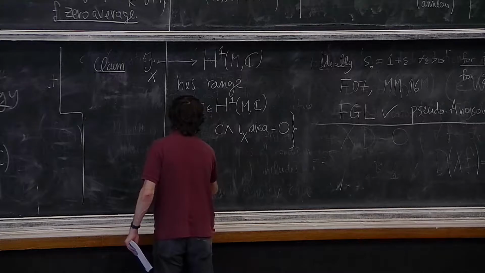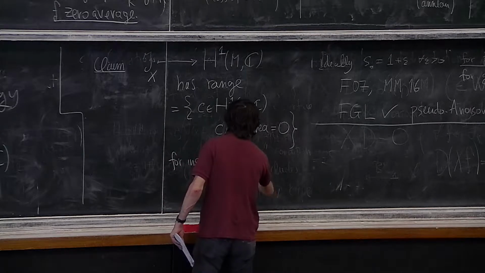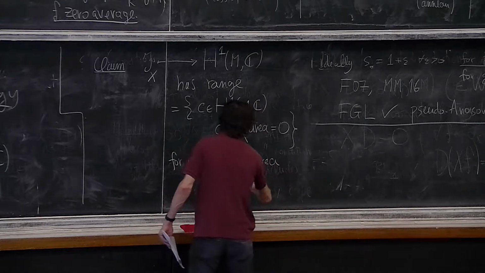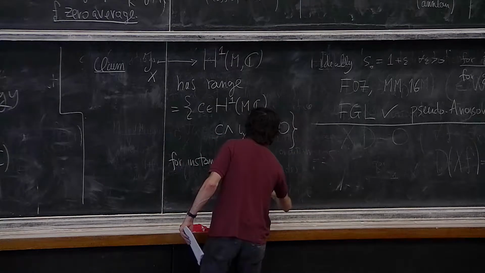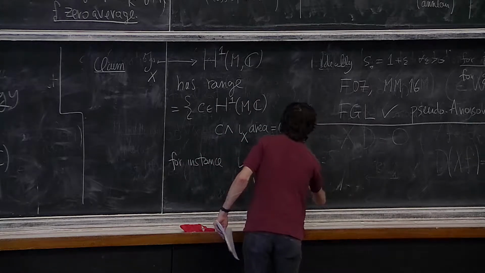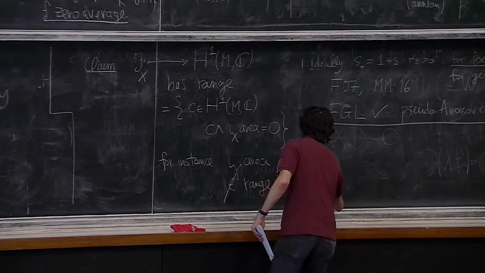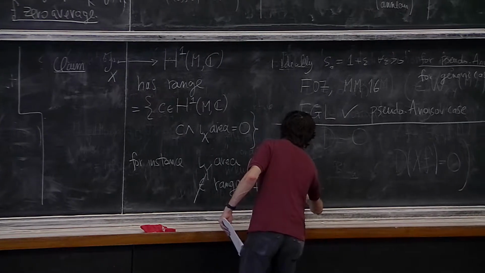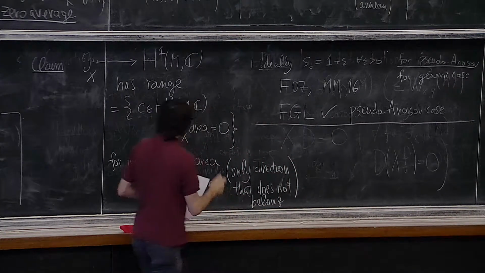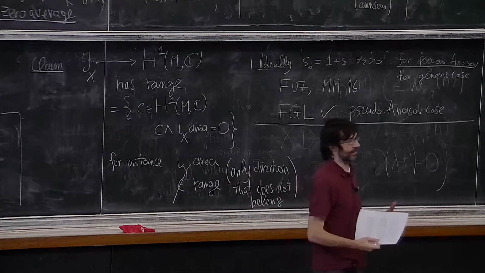For instance, if I look at the contraction with respect to y of area, this does not belong to the range. And basically, this is the only direction that does not belong. So that's the situation. Basically, the map to cohomology is essentially surjective. It just misses one direction.